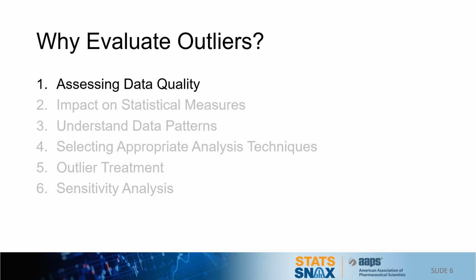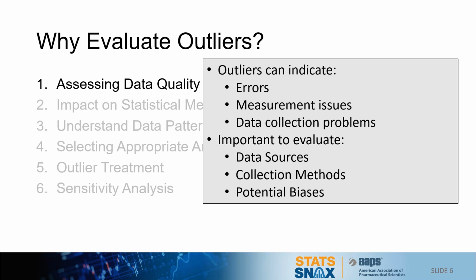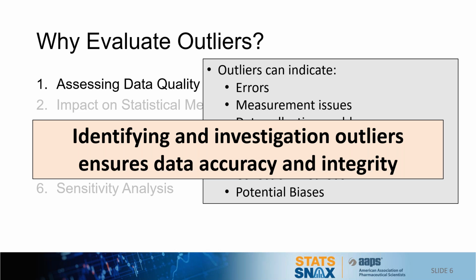First, evaluating outliers assesses the integrity of the data. Outliers can indicate an error, a measurement problem, or data collection issues. It is important to understand the data source, collection method, and any potential biases in the data. By assessing the quality of the data, this ensures data accuracy and integrity.